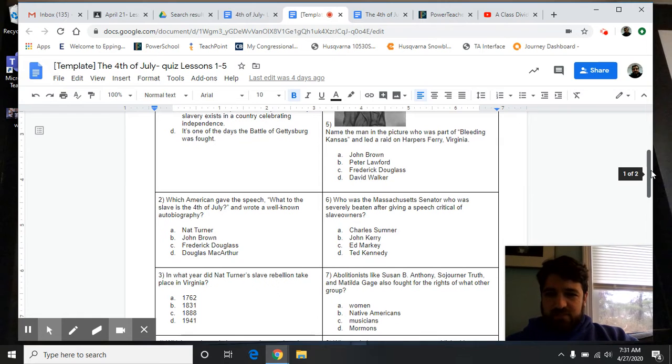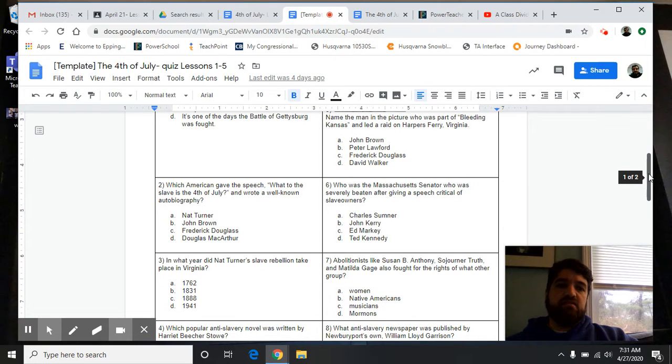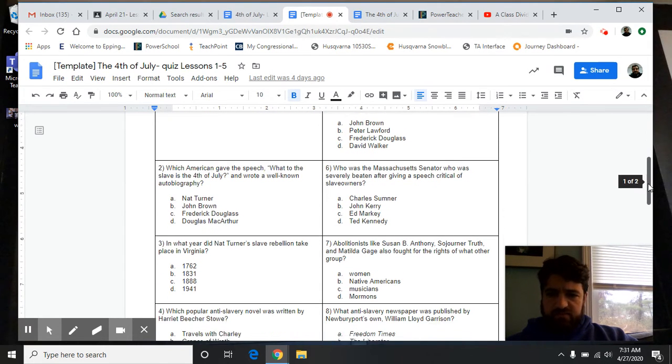Number two, which American gave the speech that we talked about, 4th of July? That would be Frederick Douglass, C. Jumping over to number six, Charles Sumner was the Massachusetts senator. All four of those are actually senators from Massachusetts. Some still alive, some still in office, some not in office, still alive. But Charles Sumner is obviously the one that we're looking for there. He was the one featured in the drawing that we looked at in lesson 4 and lesson 5, I believe.